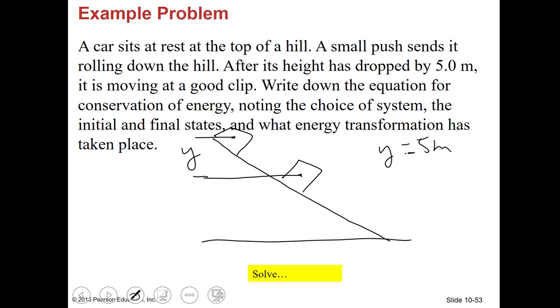Once we've dropped down by 5 meters, now we have kinetic energy and gravitational potential energy. So we've taken some gravitational potential energy and turned it into kinetic energy. That's the transformation that takes place. Now you could set your reference point to whatever you want to. I'm just going to say this point here is where the gravitational potential energy is 0. And again, you're free to set the 0 point wherever you want to.